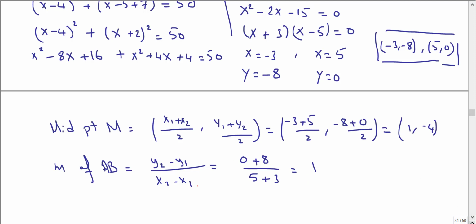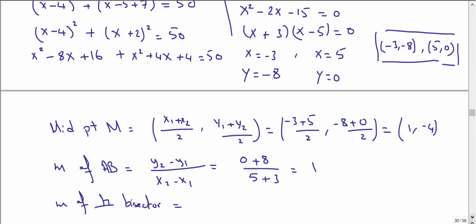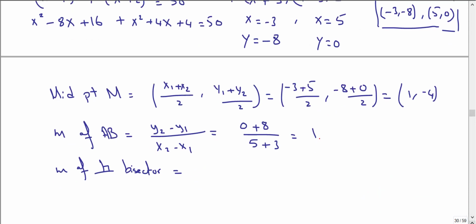Which means the gradient m of the perpendicular bisector is what? You flip, because we want the m of the perpendicular bisector of the red line here, but I just found the gradient of AB. So simply you flip it and you change the sign, because they are perpendicular lines. So flip 1, it's 1, change the sign, it's minus 1. Which means y will equal minus x plus c.